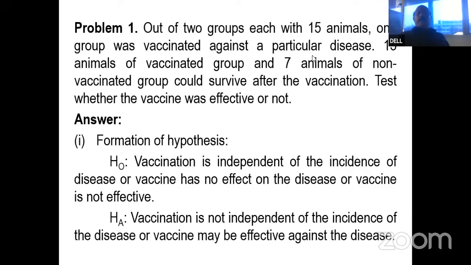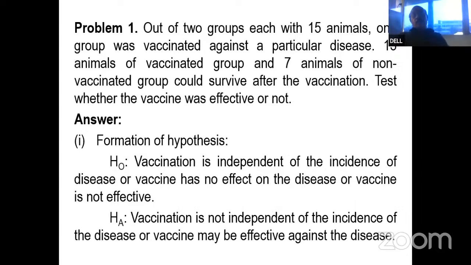Here I have taken one example relating to a vaccination group. Out of 2 groups, each with 15 animals, one group was vaccinated against a particular disease, with 13 animals in the vaccinated group and 7 animals unvaccinated. After the vaccination, test whether the vaccination is effective or not.